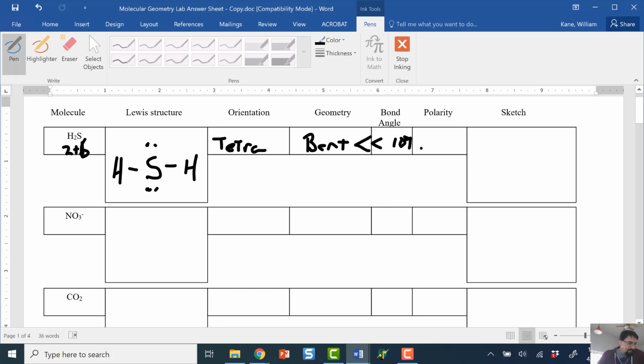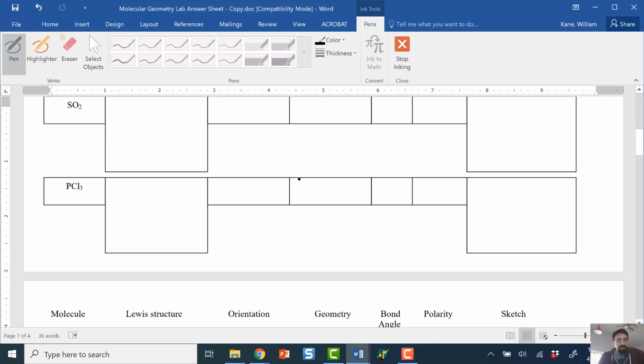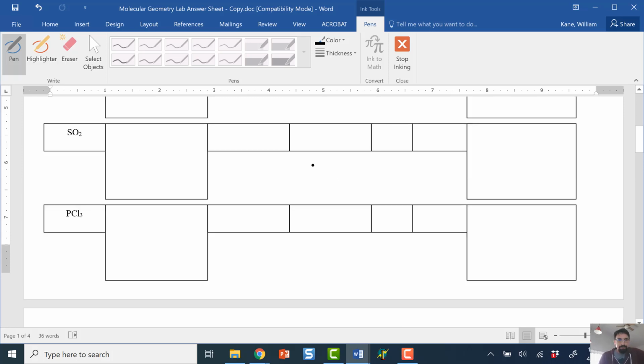All right, the second issue that I saw was with SO2, so I'm going to scroll down just a little bit. Looks like most of us did okay on NO3 and CO2, so nicely done. SO2, we've got 6 electrons plus 12 electrons. That's a total of 18. Sulfur goes in the middle, oxygen on either side. Now, I'm not sure where the misconception was coming from here. The misconception was that this is going to be a linear orientation.